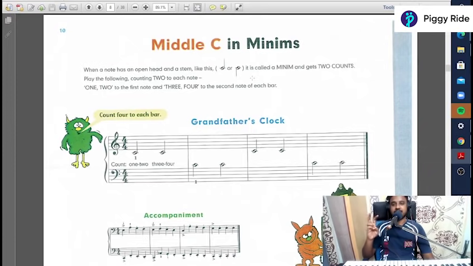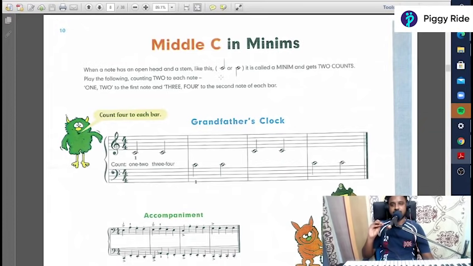So we just need to check the note whether it is C or D or E. After that we need to check whether it is semibreve or minim. So semibreve means we need to play for 4 counts and minim means we need to play it for 2 counts. Yes. So now we will see in detail about minim.